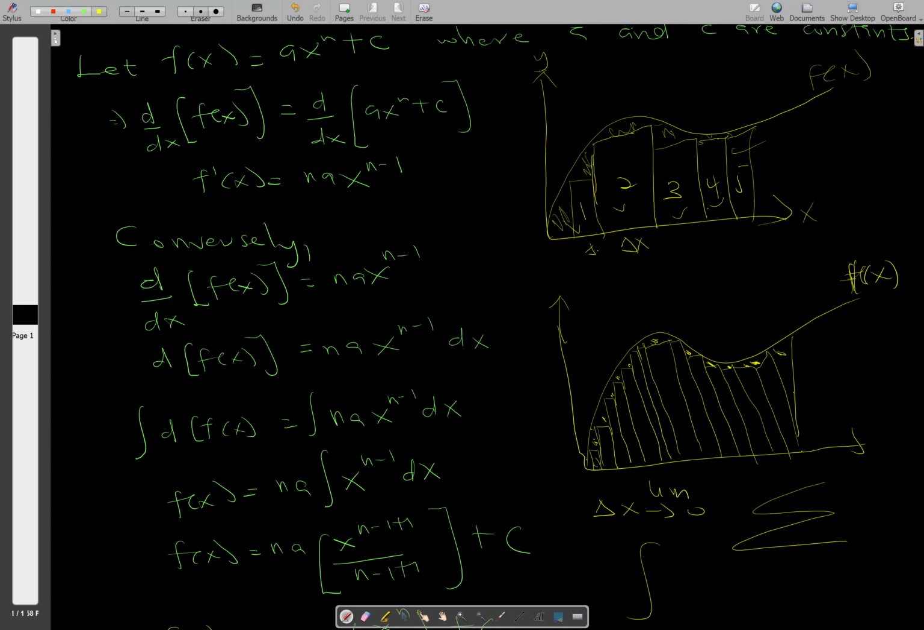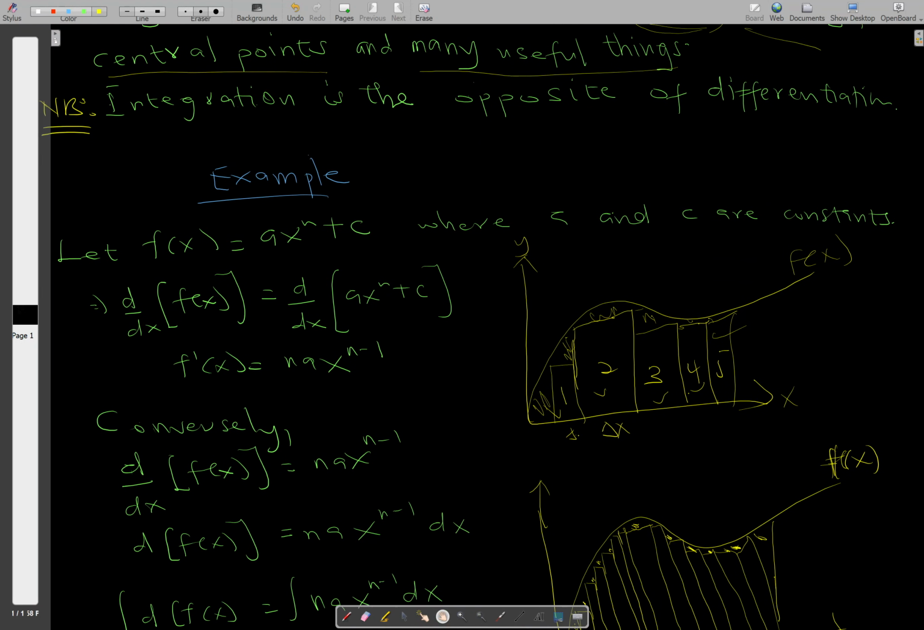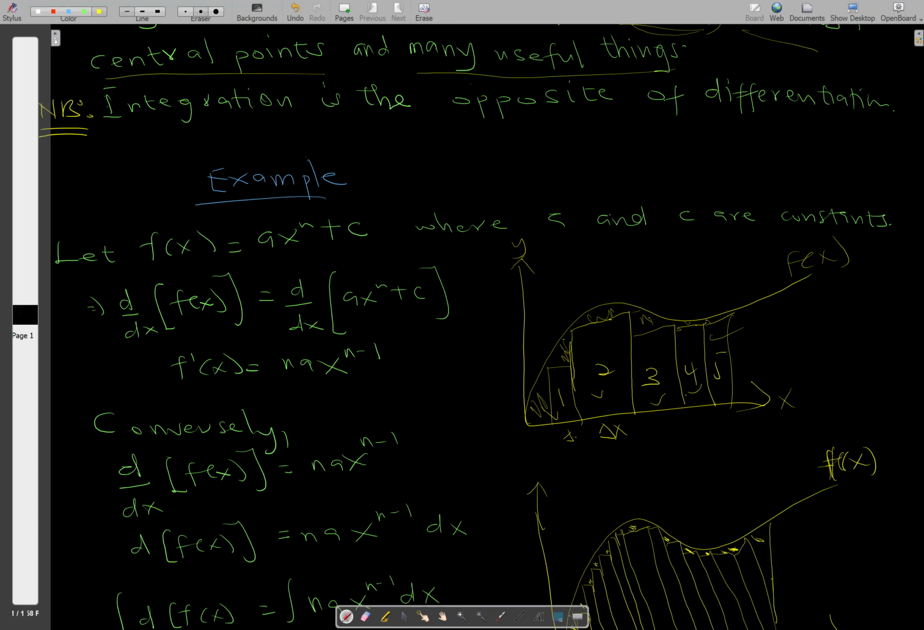Now, we all know that integration is just the opposite of differentiation. Let's prove this. Let's consider a polynomial function, a x to the power n plus c, where a and c are any arbitrary constants. First of all, we will find the derivative of this function. Then after that we integrate our result to check if we get back the function.